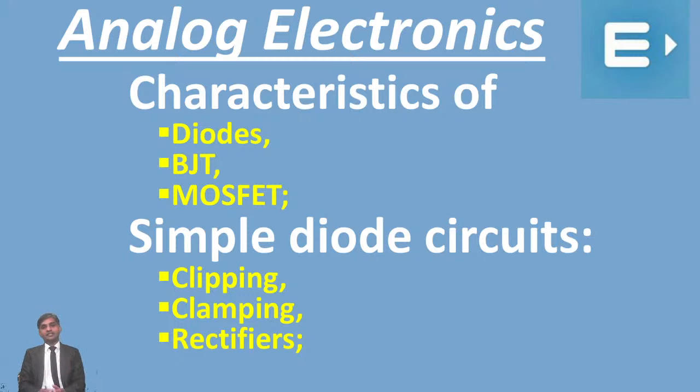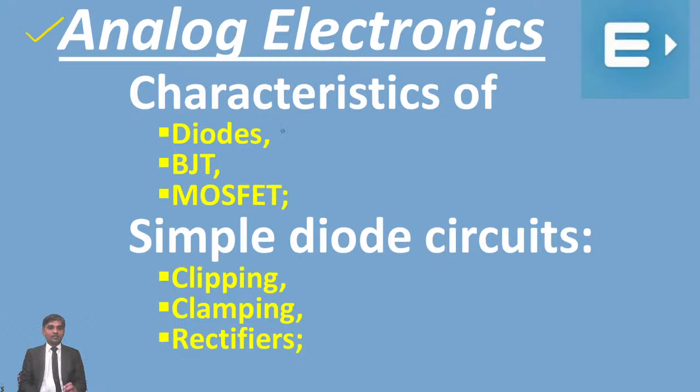If you look at the entire syllabus, I am trying to divide the entire subject into two parts. One is called analog electronics. The second part is called digital electronics. So in the first part, that is analog electronics, what we are going to discuss here, the first topic, is going to be characteristics of diodes.